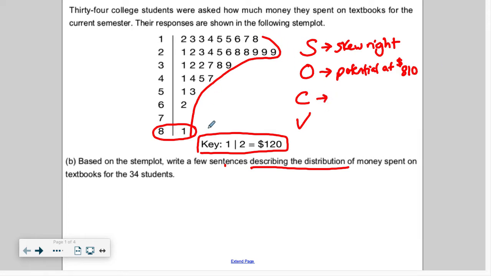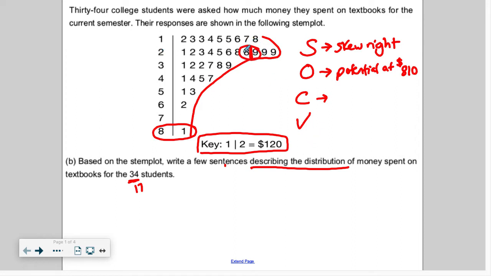C is for center. Now since it's skewed, I know I should use the median as my center. I know there were 34 students, so if I divide that in half, I get 17. So if I count up 17 or count down 17, that'll get me to that midpoint line, and I'll average those two numbers together. So let me just go ahead. 1, 2, 3, 4, 5, 6, 7, 8, 9, 10, 11, 12, 13, 14, 15, 16, 17. So right there is that midpoint line.